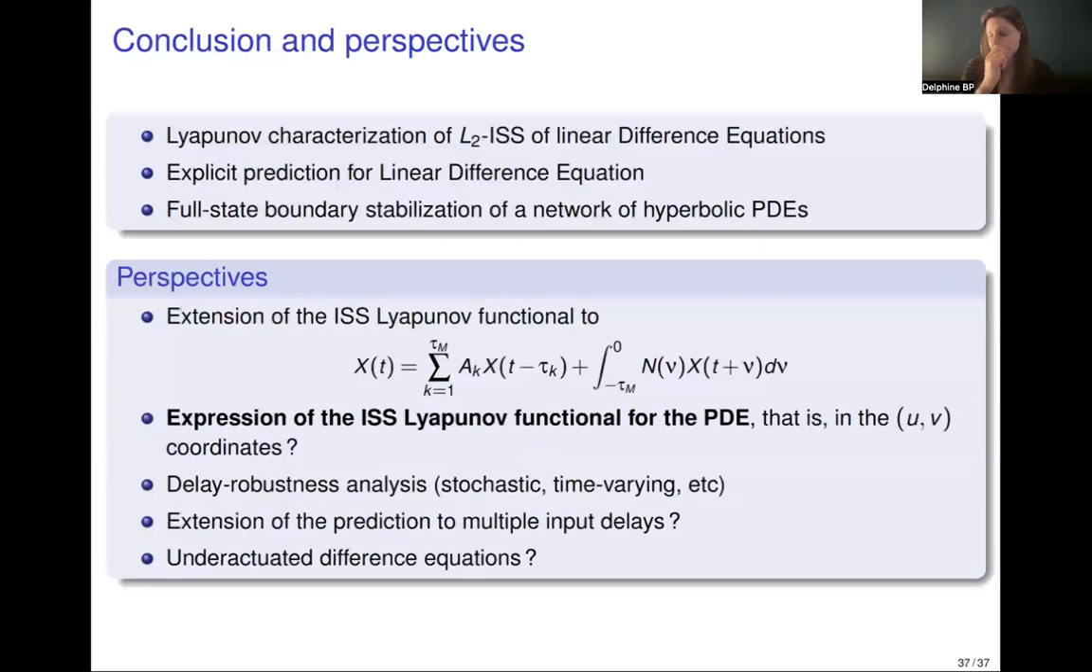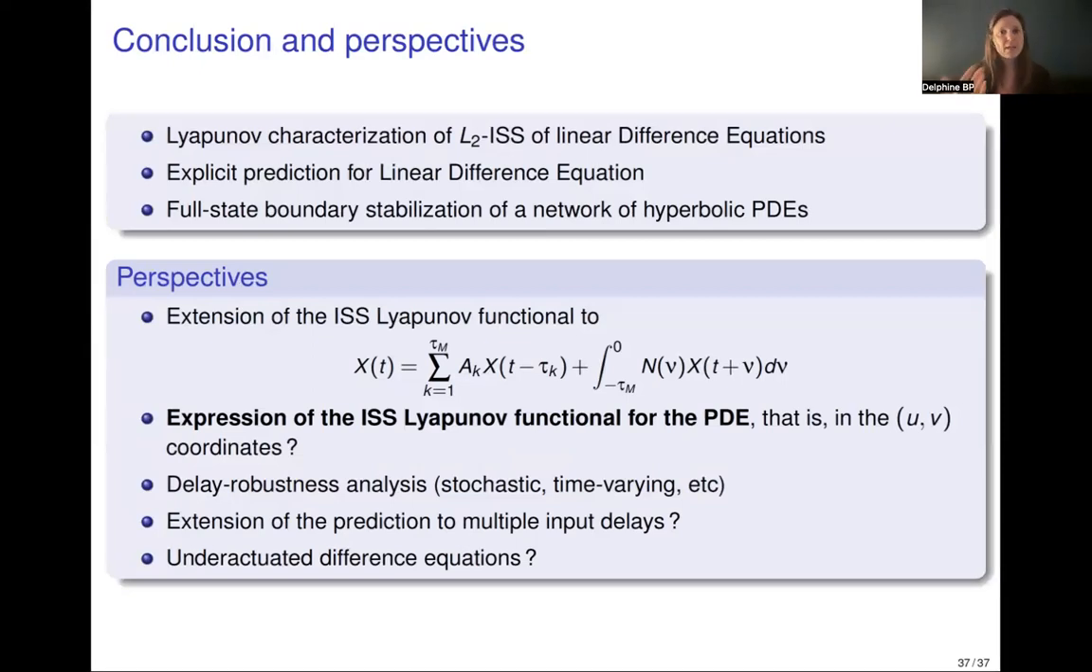Okay, so I'm just going to finish with a few perspectives. As I was saying, the first question that we would like to be able to tackle would be to express this ISS Lyapunov functional that we were able to obtain for linear difference equations with both pointwise and distributed delays in terms of the original variable of the PDE. This would be a very interesting contribution, in my opinion. And then apply all of this to be able to analyze the robustness to delays.